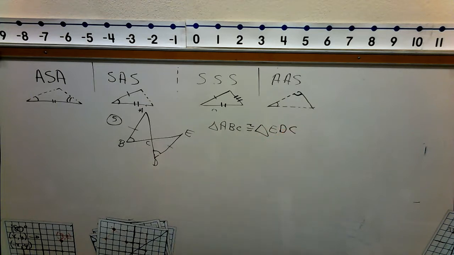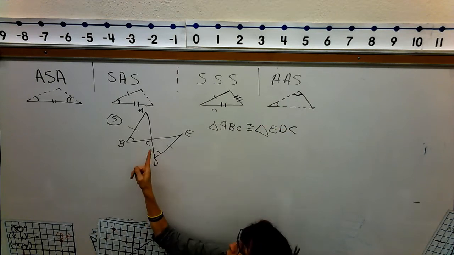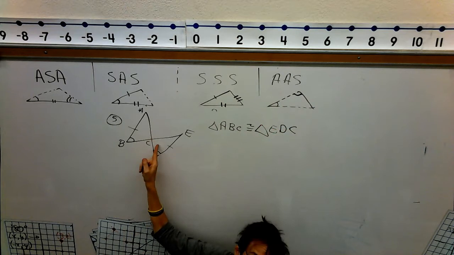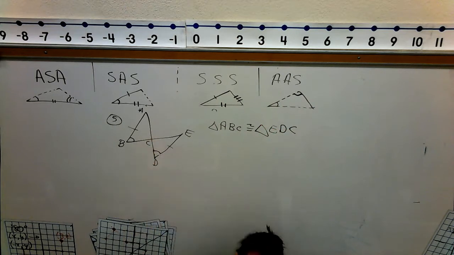What triangle congruence theorem would we be using to prove that they were congruent? In other words, which of these four things here will tell us? Angle, side? I agree. Because we know those guys are congruent, right? Because they're vertical.